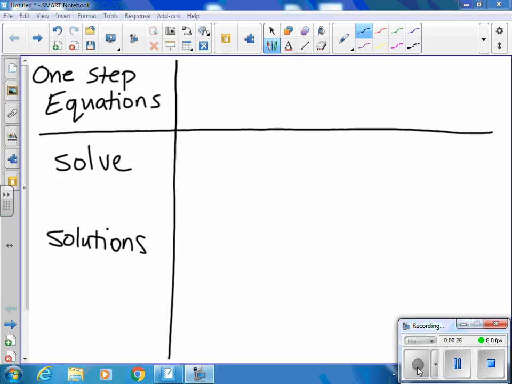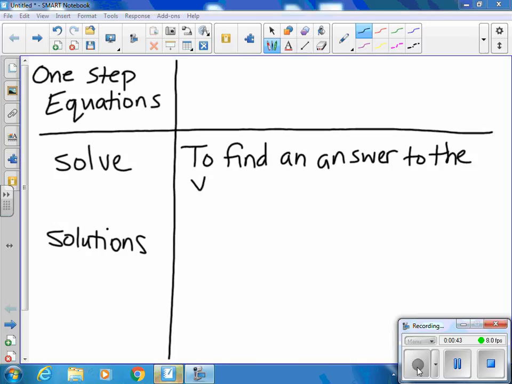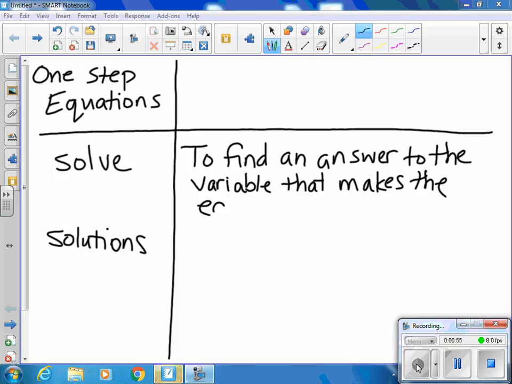All right, the first thing we're going to do is start with defining a couple of words pertaining to equations. The first one being solve, right? And solving is the ability to find an answer to the variable that makes the equation true. All right, so when we are solving an equation, we are actually doing the process of getting an answer, right? So that's what it's called.